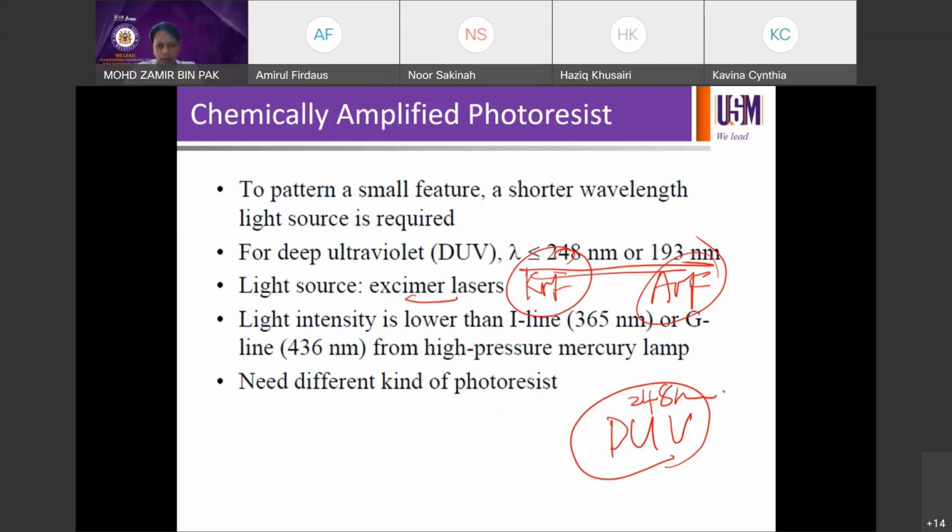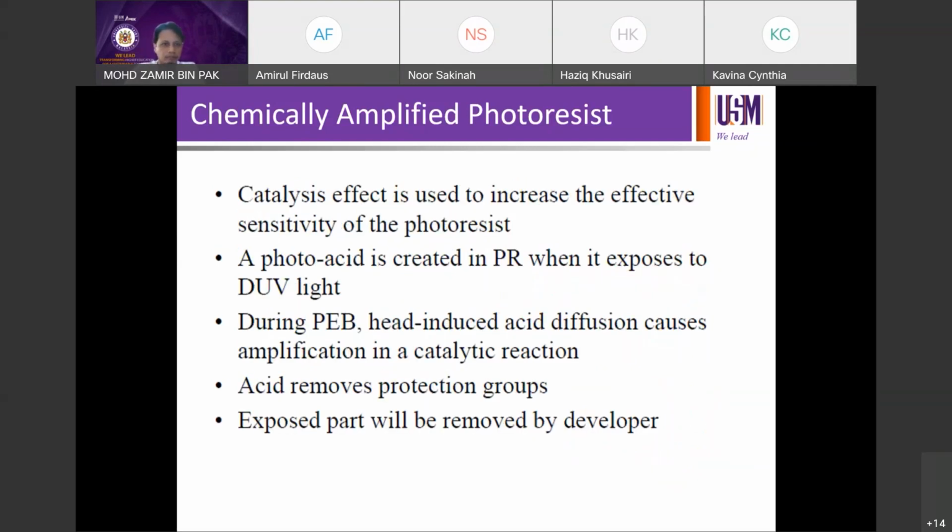Light intensity is lower than I-line if you compare DUV to I-line and J-line. So we need a specific type of photoresist. This CA resist, the catalysis effect, is used to increase the effectiveness of the resist. We discussed this briefly earlier. So we induce a reaction in the DUV resist.